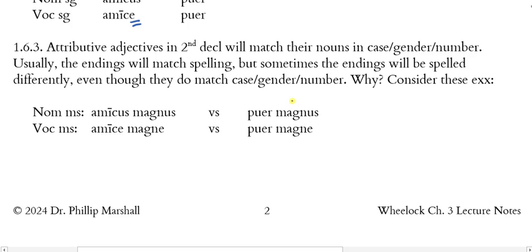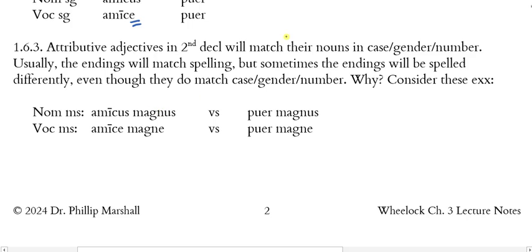Now, as far as attributive adjectives go, in second declension, they will match their nouns in case, gender, number, as we saw with first declension. Usually, the endings will match the spelling, but sometimes the endings will be spelled differently, even though the attributive adjective is in fact matching case, gender, number. And why would that be the case? Let me just draw your attention to a couple of examples to help you see what we're talking about.